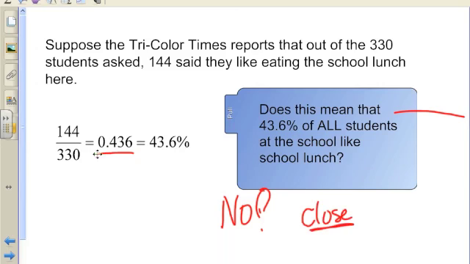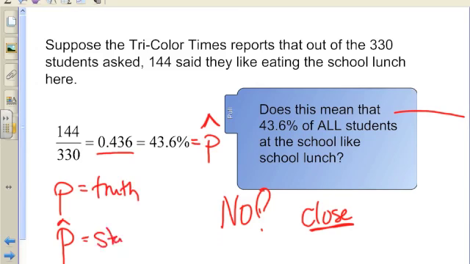So we call this number p hat. It's the proportion of students that like school lunch, but we put the hat on it because it's based on a sample. So please make sure you remember the difference between p and p hat. This one is the truth. This one is our statistic. It's a guess based on a sample. So we're guessing that 43.6% of all, notice all, Granger High School students like the school lunch. But that's probably not the truth.